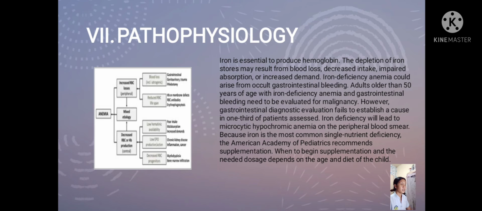Iron deficiency will lead to microcytic hypochromic anemia on the peripheral blood smear. Because iron is the most common single nutrient deficiency, the American Academy of Pediatrics recommends supplementation. When to begin the supplementation and the needed dosage depend on the age and diet of the child.